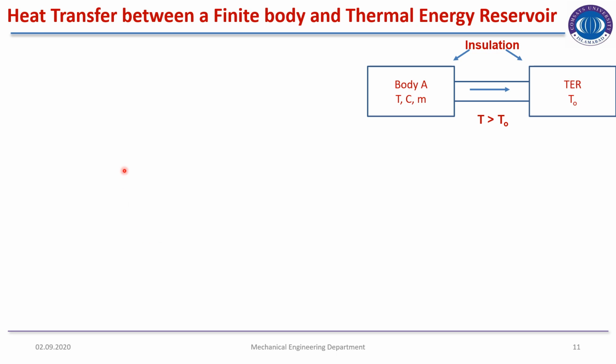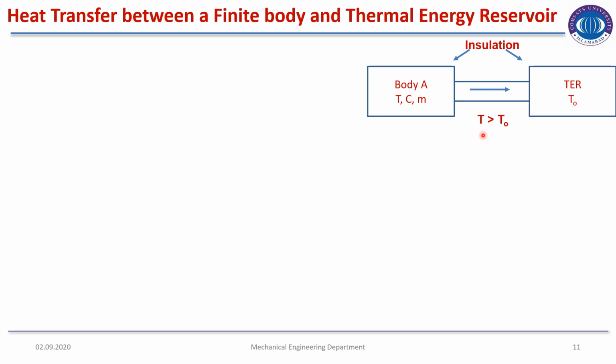So the third application for the entropy principle is heat transfer between a finite body and a thermal energy reservoir. On the right-hand side, two bodies are shown. On the left side is body A, at a temperature T, specific heat C and mass M. On the right-hand side, a thermal energy reservoir is shown at a temperature T naught.